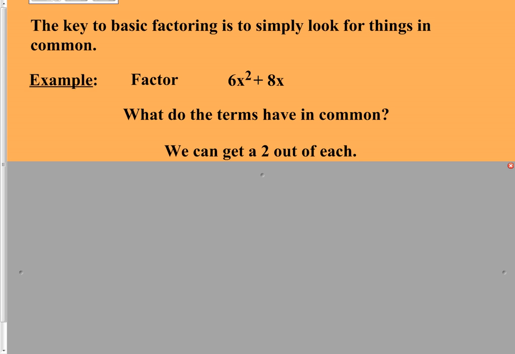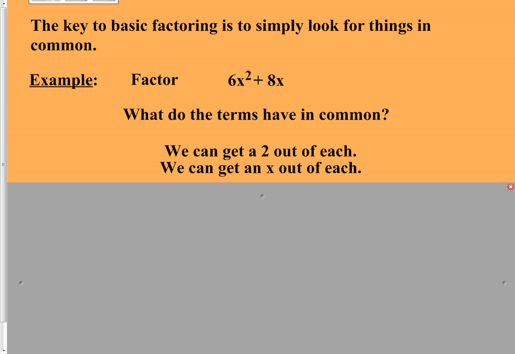And then I move on to the first variable that I come to. In this case, it's an x. Do they have any x values in common? Well, the first term has two x's, x times x for the x squared, and the second term only has one x, but it does not change the fact that they both have one x that they can let go of. So we are going to take both a 2 and an x out of each of these terms.